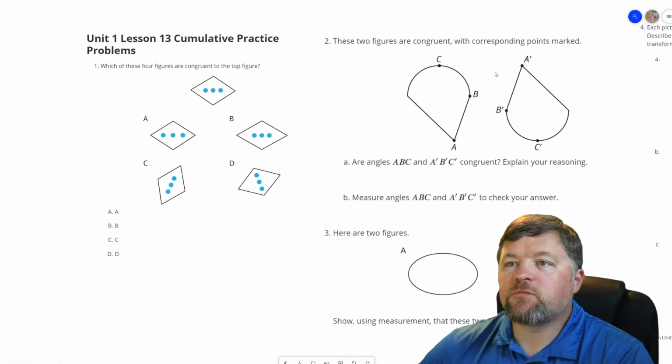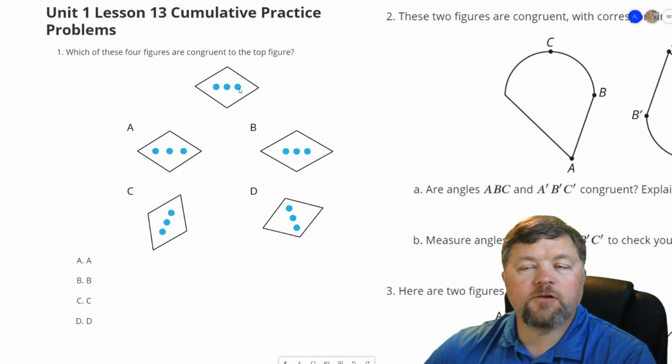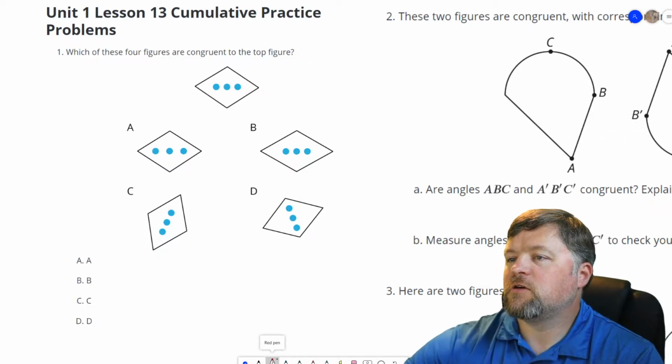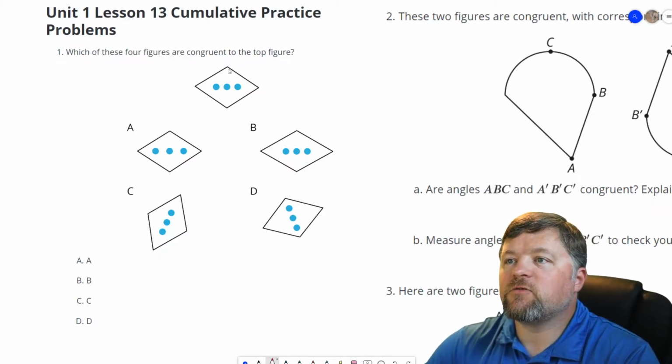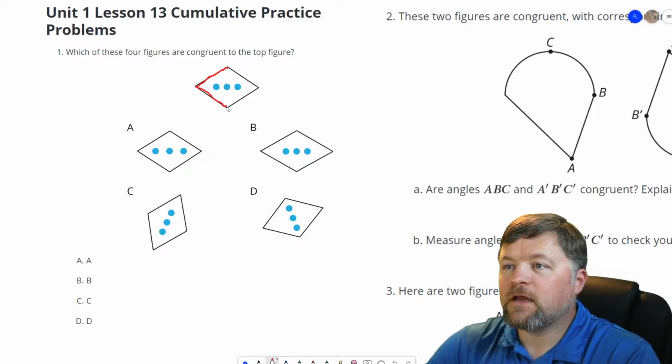Okay, our first problem says, which of these four figures are congruent to the top figure? So the first thing I think I'm going to do here is trace it. Because if they are congruent, you have to be able to place one on top of the other and get a perfect match.